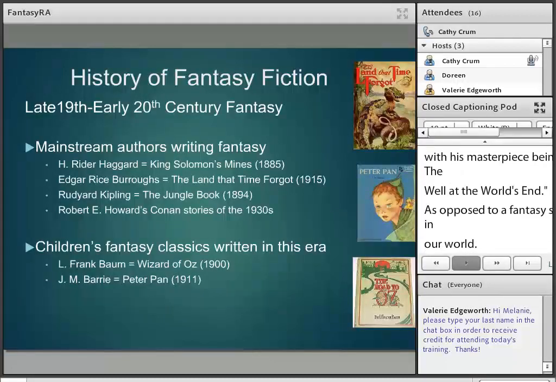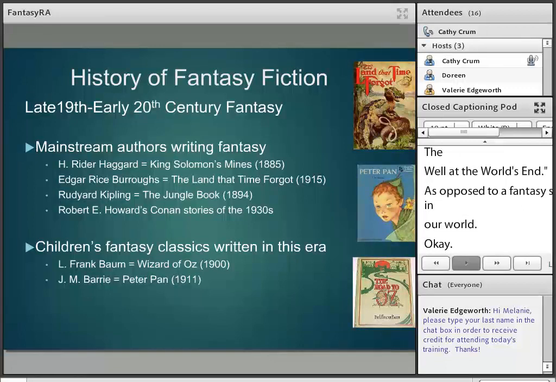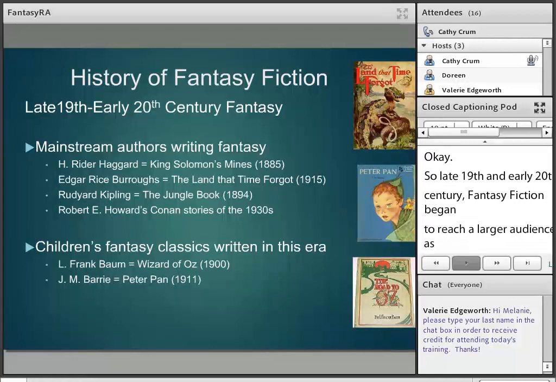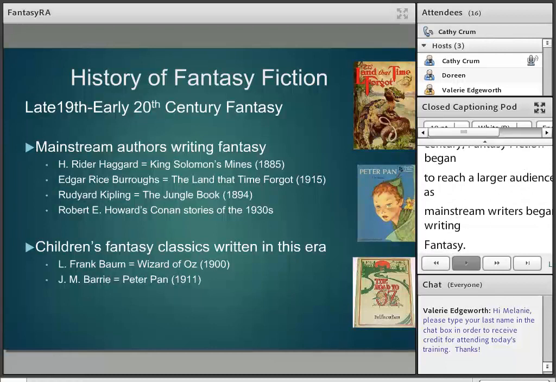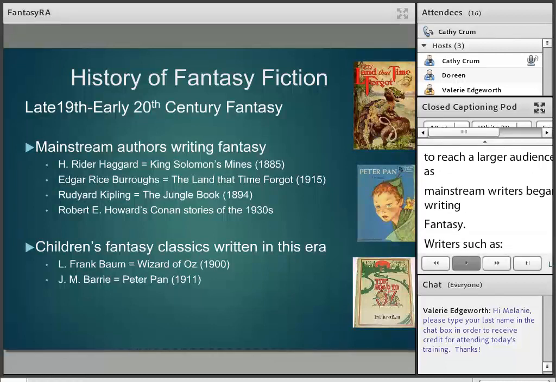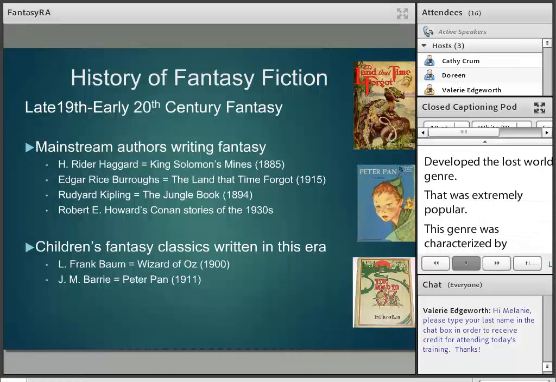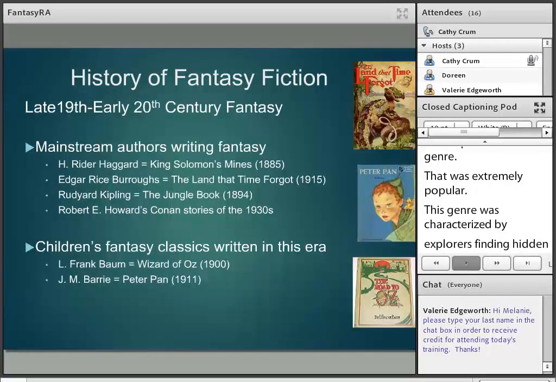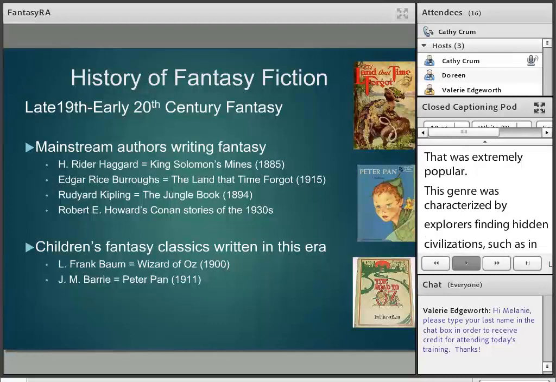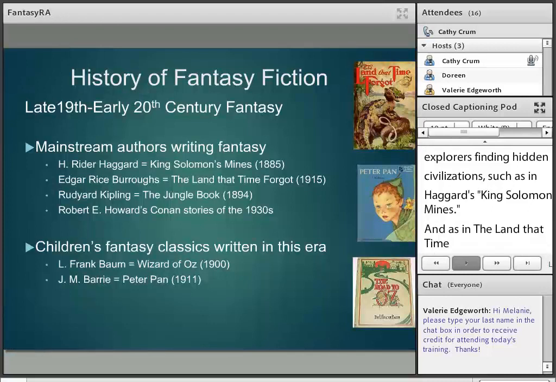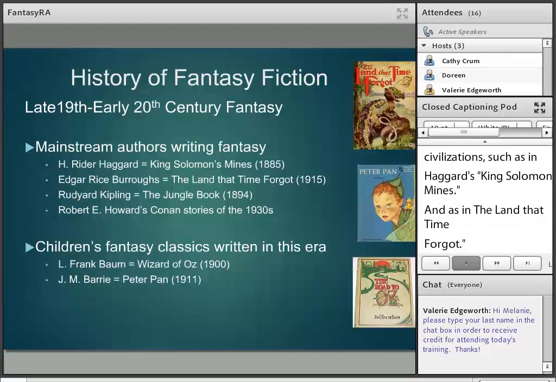Okay, so in the late 19th and early 20th century, fantasy fiction began to reach a larger audience as mainstream authors began writing fantasy. Writers such as H. Rider Haggard, Arthur Conan Doyle, and Edgar Rice Burroughs developed the Lost World genre that was extremely popular. This genre was characterized by explorers finding hidden civilizations, such as in Haggard's King Solomon's Mines, or tropical islands filled with dinosaurs and other prehistoric creatures, as in Burroughs' The Land That Time Forgot. Other examples of fantasy at this time were Rudyard Kipling's The Jungle Book and Robert E. Howard's Conan stories, published in the fantasy pulp magazines at the time.